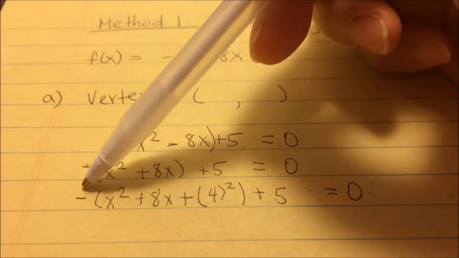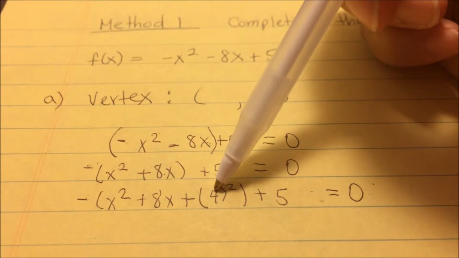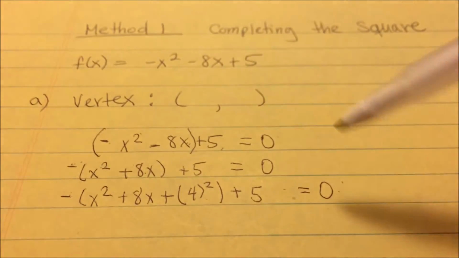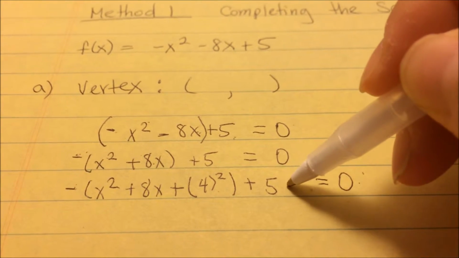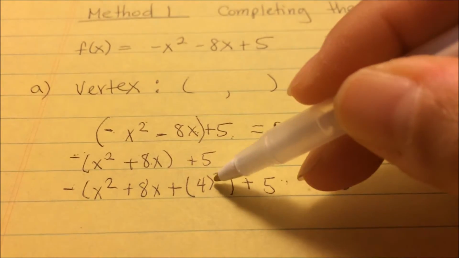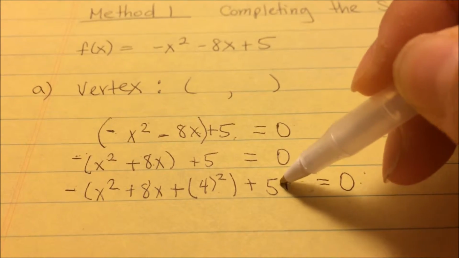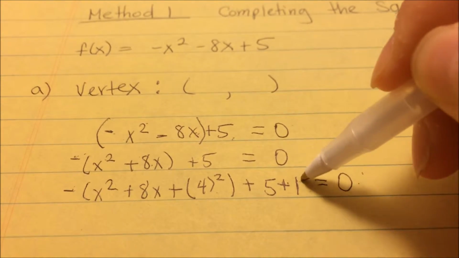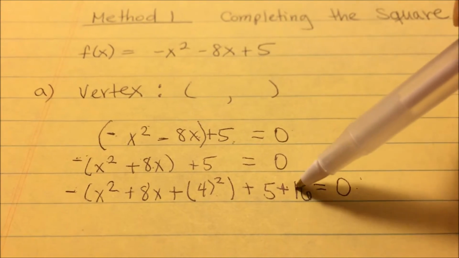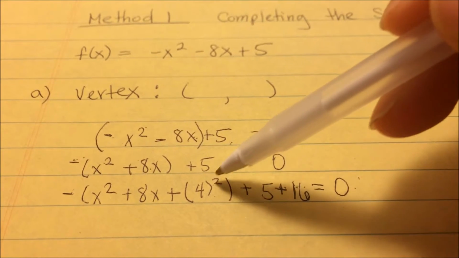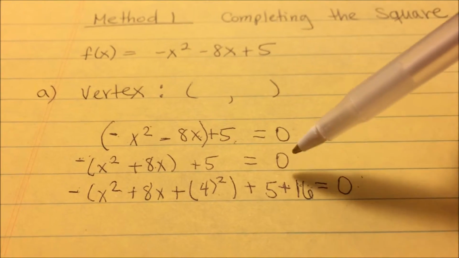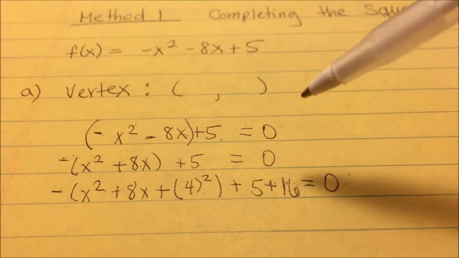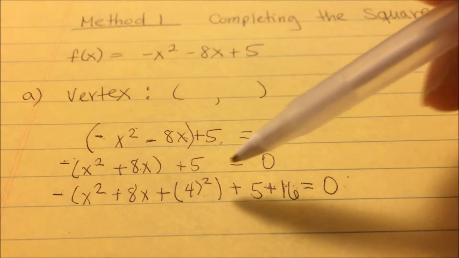Okay, so since negative 4 squared is 16, and we're on the same side of the equal sign, this actually is going to become the opposite. Since that's negative, what I have to do is plus 16 instead, because I want to make sure that this cancels out to a 0 right there. Okay, so that's why.